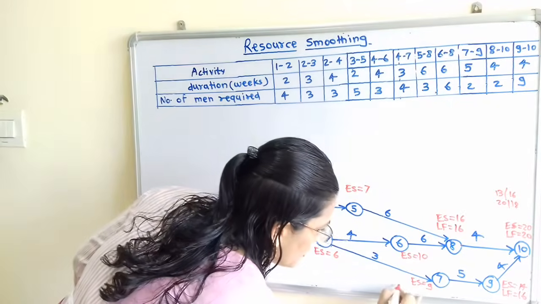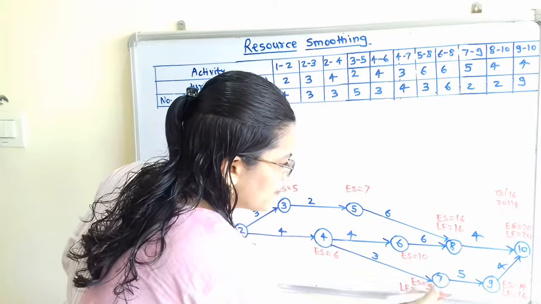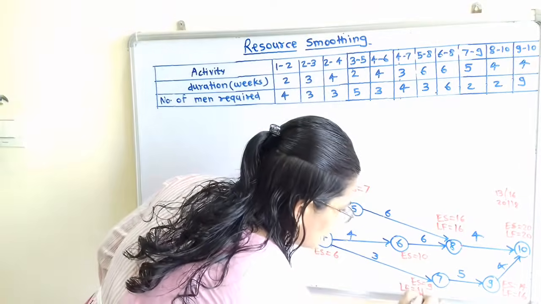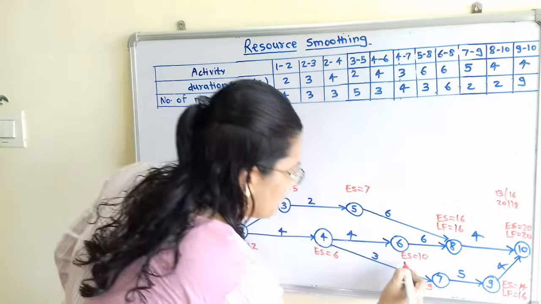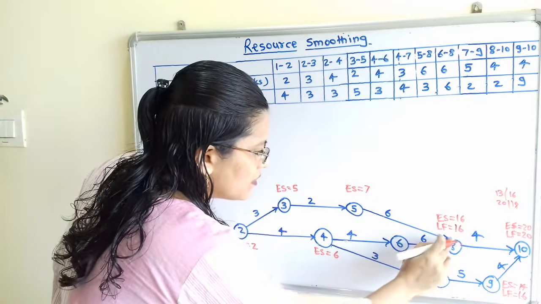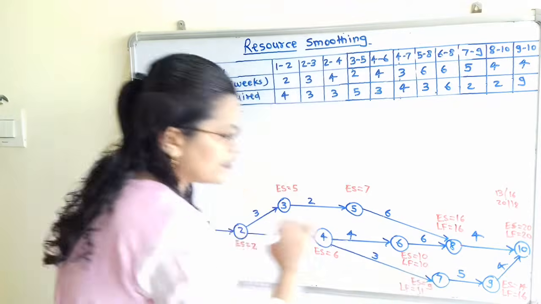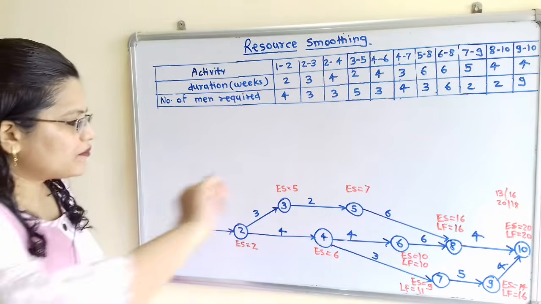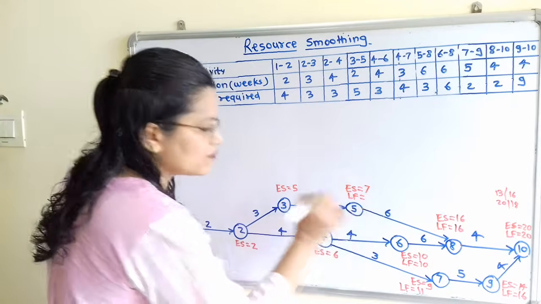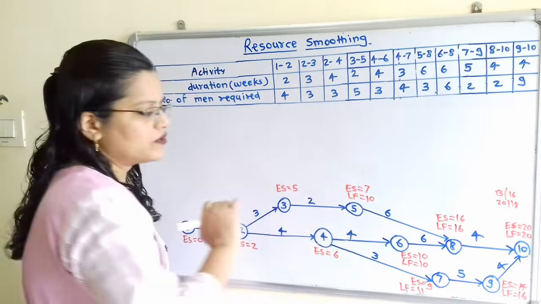Then at node 7, LF. If we observe there is only one arrow starting from this node 7. So 16 minus 5, that is 11. Here at node 6, LF is equal to, only one arrow, that is in between 6 and 8. So 16 minus 6, that is 10. Now we will move to node 5, that is LF. There is only one arrow starting from this node 5. So here 16 minus 6, that is also equal to 10.